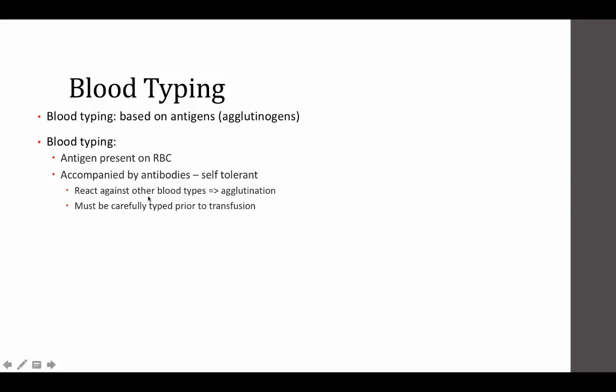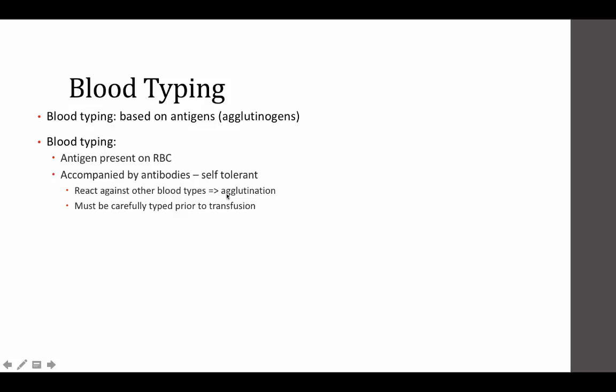But they will react against other blood types. So if you get a bad transfusion of the wrong blood type, you could have a reaction where agglutination occurs, and you get clumping together of your red blood cells, blockage of capillary flow, and your tissue starts dying. That's why blood must be very carefully typed before you receive a transfusion. You must know what type of blood you have.